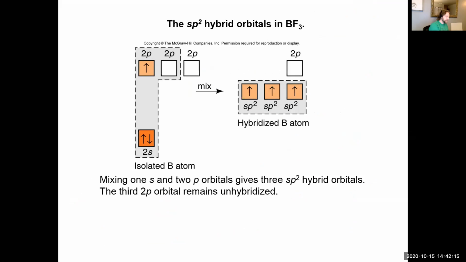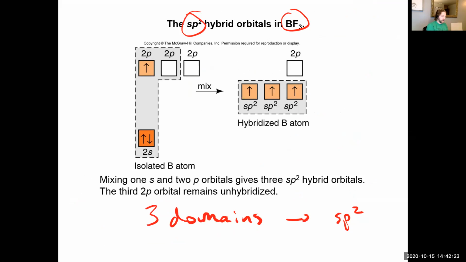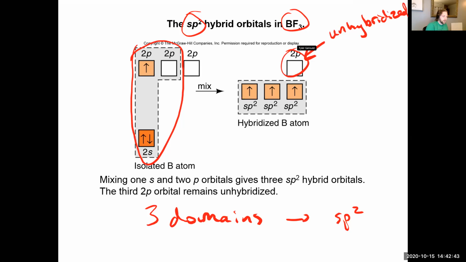But this is a 3 domain. If it's only 3 domains, then it's only sp2 hybridized. It only needs to hybridize 3 orbitals for 3 domains. So one of them is an s orbital, and the other 2 are p orbitals, sp2. The exponents are just counting how many orbitals are involved. And there's an unhybridized, one of those p orbitals is called unhybridized. So it's an empty p orbital. And this is what happens when you get down to 3 domains and 2 domains.